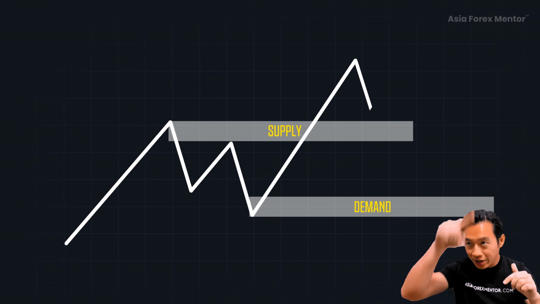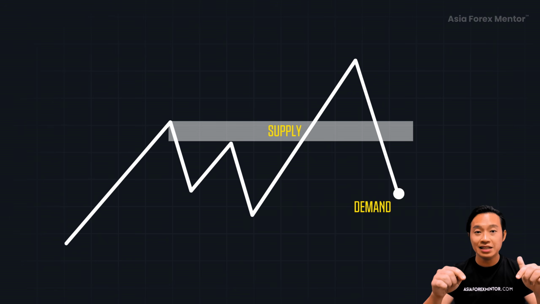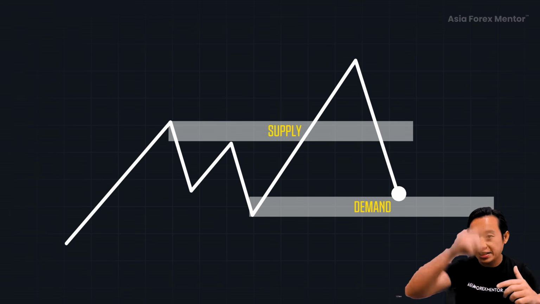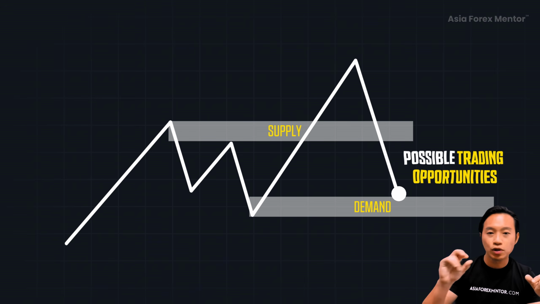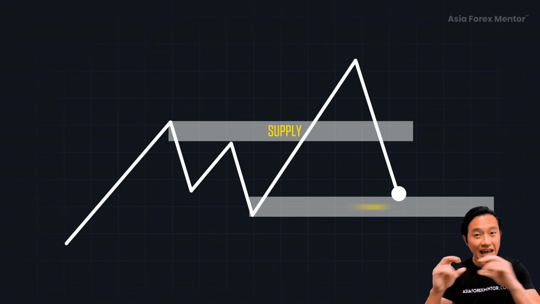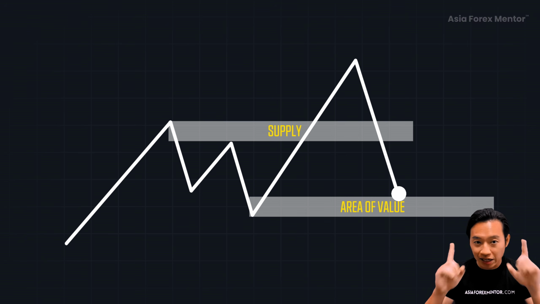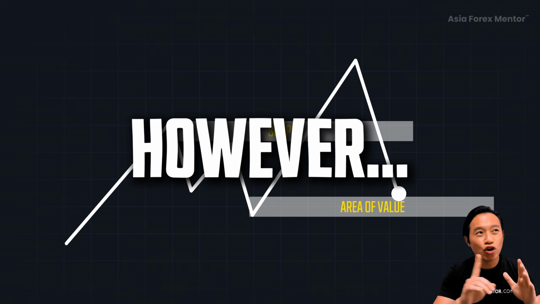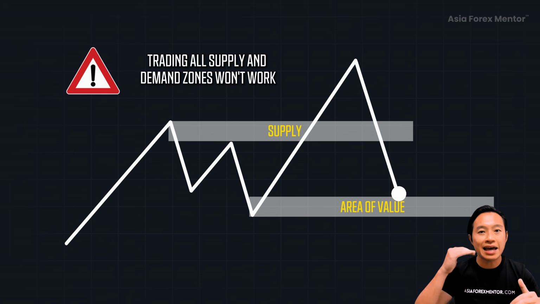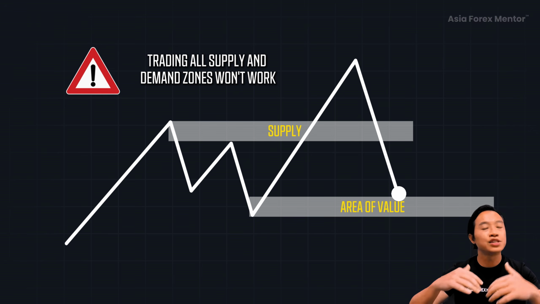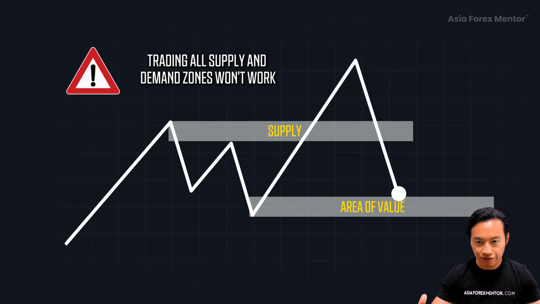So when price returns to these levels, this is what we're going to do. We're going to closely monitor price action to identify possible trading opportunities at those areas. So these are what? Areas of value, right? Which are important areas. However, if you're going to trade every supply and demand area, this is not going to work out. This is not going to be effective over time, right?